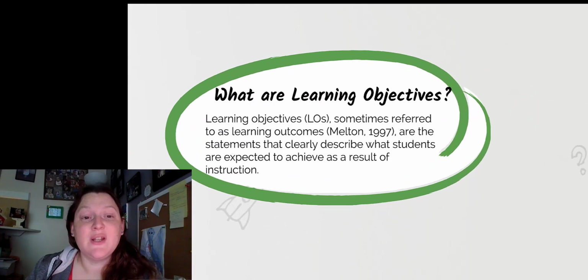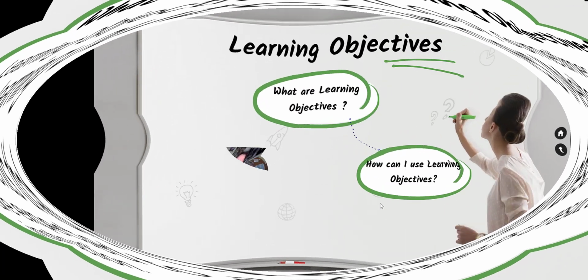Learning objectives, sometimes referred to as learning outcomes, are the statements that clearly describe what students are expected to achieve as a result of instruction. These learning objectives are like a roadmap. These objectives outline the key ideas and concepts that students should learn during the lesson or lab. Learning objectives start with a verb. This means that the students should be able to complete that action as a result of the instruction.